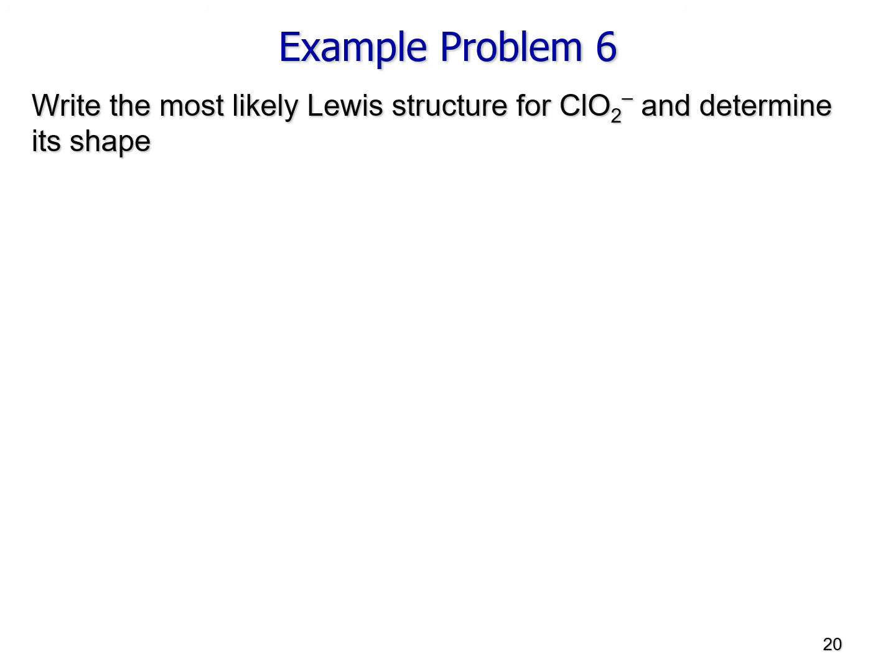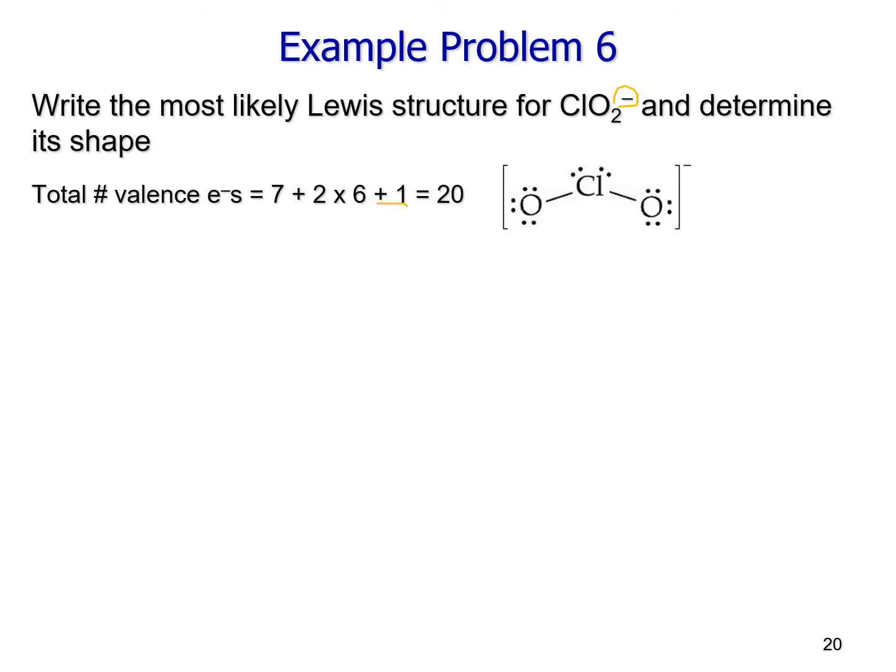Remember, our first step is to write a loose structure. For the total number of valence electrons, because there's a negative charge there, we add one more electron to it, so the total number of valence electrons is 20. And this is the loose structure after we distribute all the valence electrons. I think that is good. That is valid. How do I know it's valid? Because every atom attains the octet with 20 electrons there.